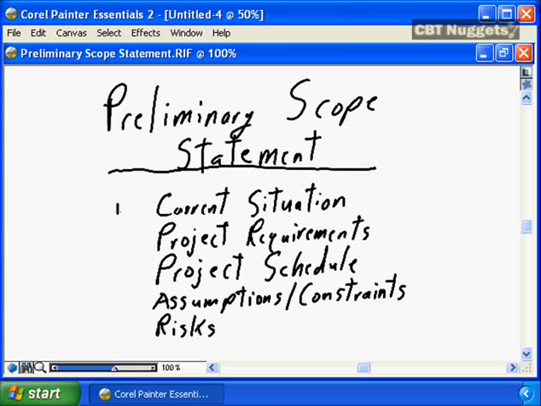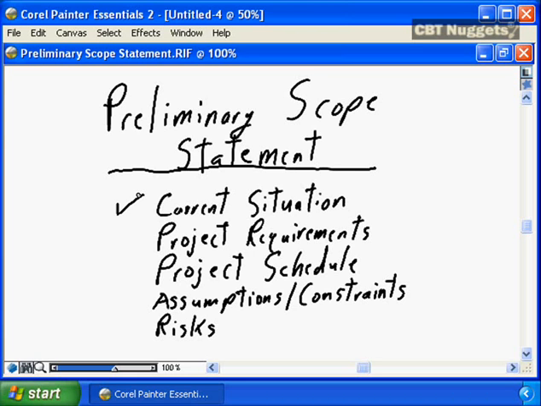So the first step will be the current situation. A large component for the current situation should be able to be extracted directly from the project charter. What is the current business problem? Again, you may want to provide a little more detail into this. This is going to be the preliminary document that's going to feed into your detailed project plan.